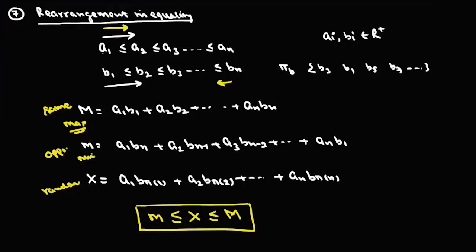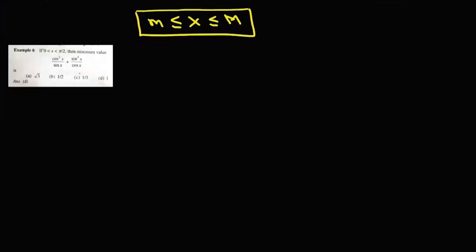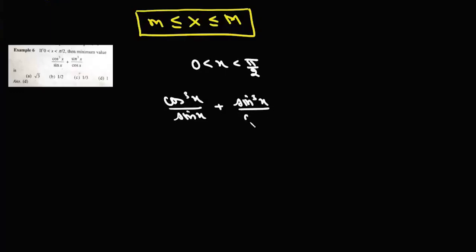Let us take up an example. Say for example the question is: if x lies between 0 and pi/2, then the minimum value of cos cube x upon sin x plus sin cube x upon cos x is.